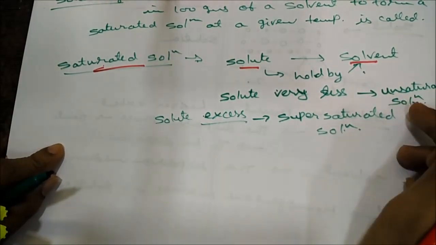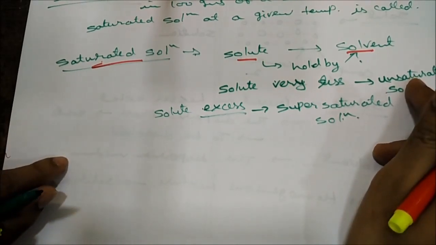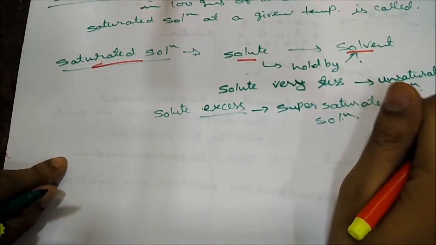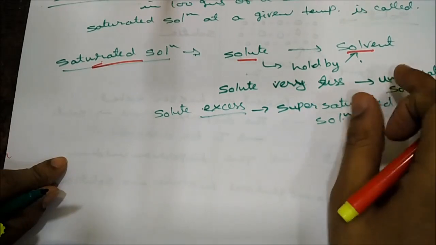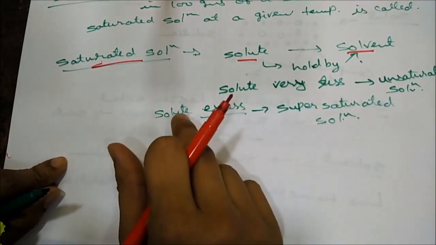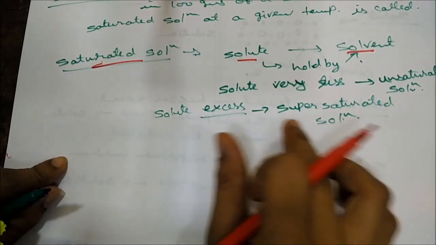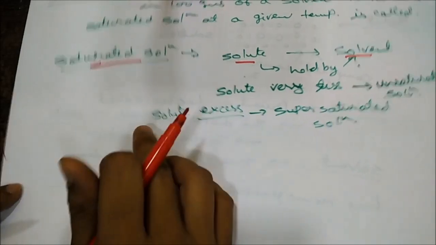To keep it saturated, in this solution we need to add some amount of solute, and for this solution we need to remove the excess amount of solute to keep it a saturated solution.